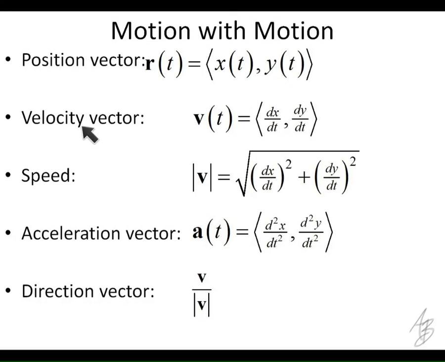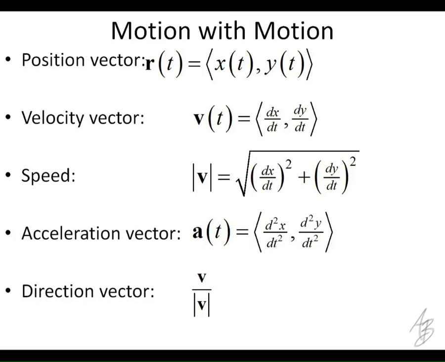The velocity is the derivative of the position, right? So to find the velocity of a particle, all we have to do is take the derivative of x with respect to t and the derivative of y with respect to t. So the velocity vector is just going to be dx/dt, comma, dy/dt.